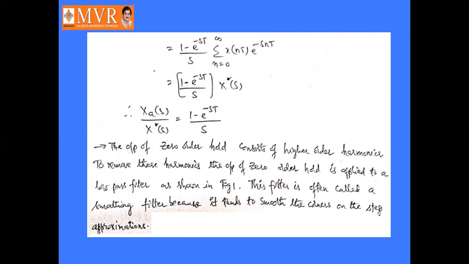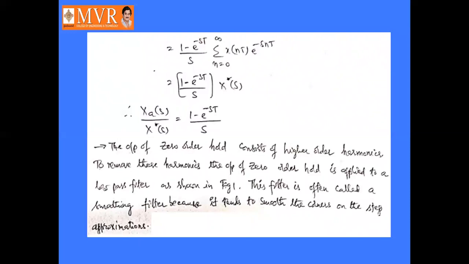So that it will become (1 minus e power minus sT) by s into x star of s. So xa of s by x star of s is equal to (1 minus e power minus sT) by s.